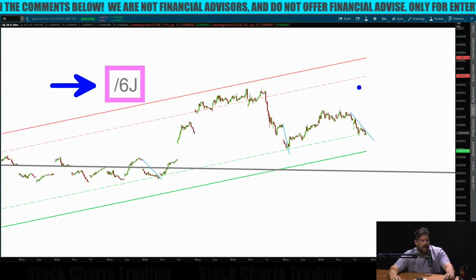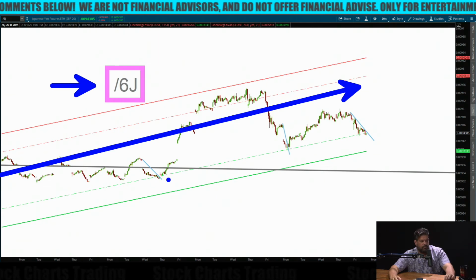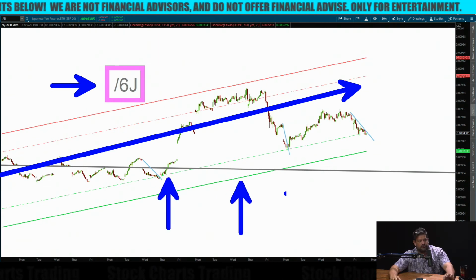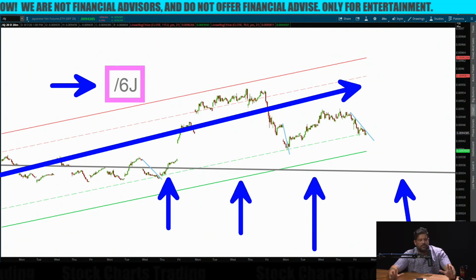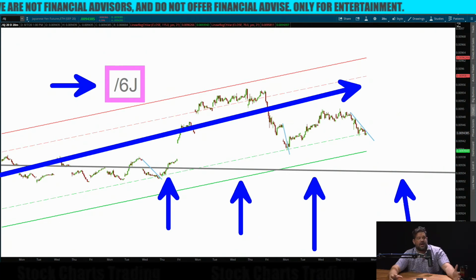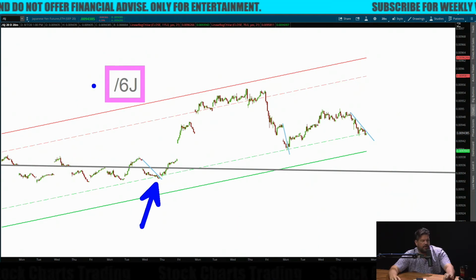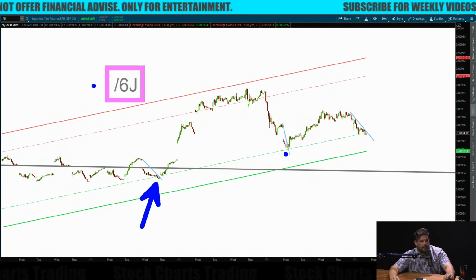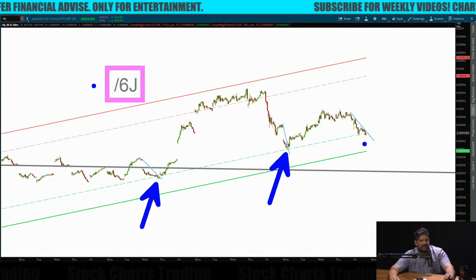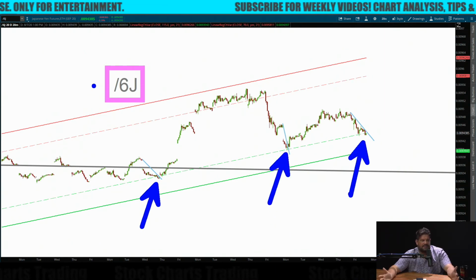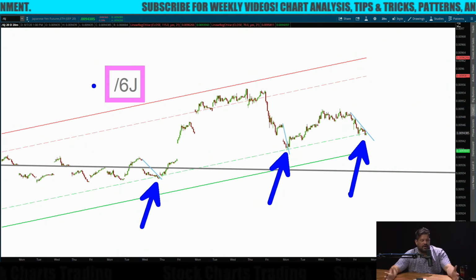Japanese yen, LRC, uptrend, break this downtrend resistance. So now what do we have? We have an uptrend confirmation. Price breaks below the LRC 70 level. Price breaks below LRC 70 level. Price breaks below the LRC 70 level. All of these are great entry points.